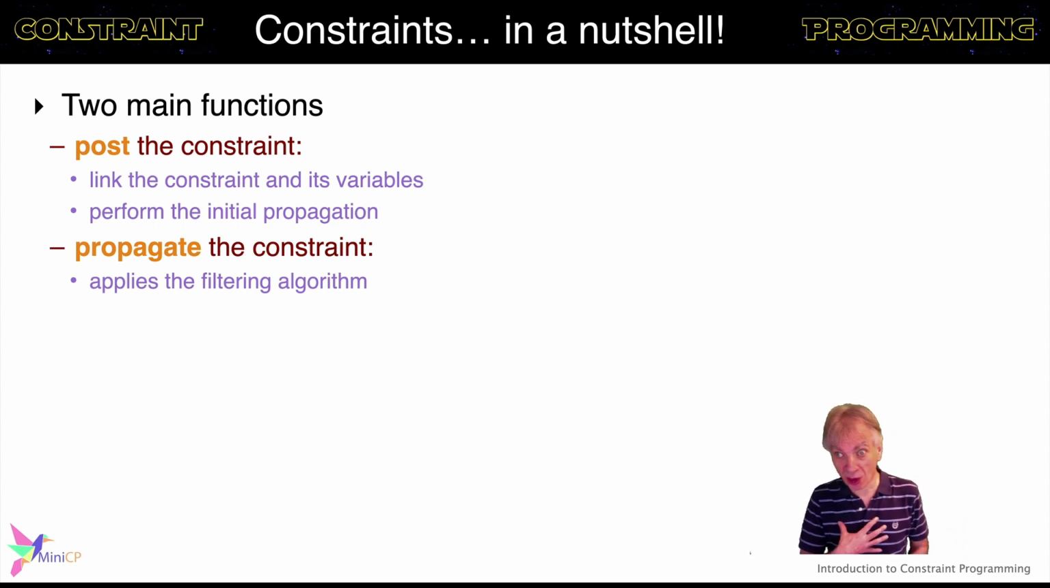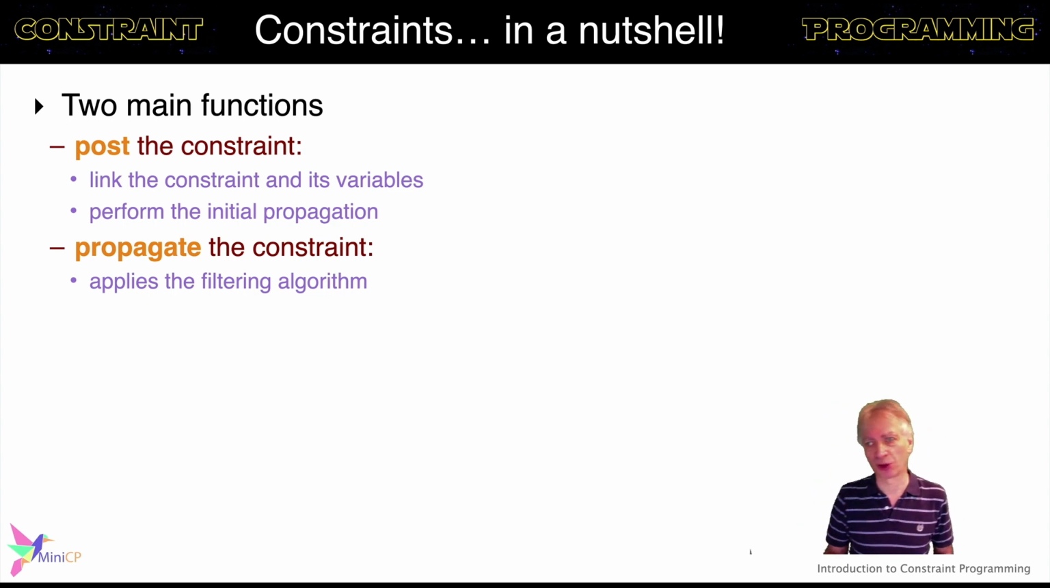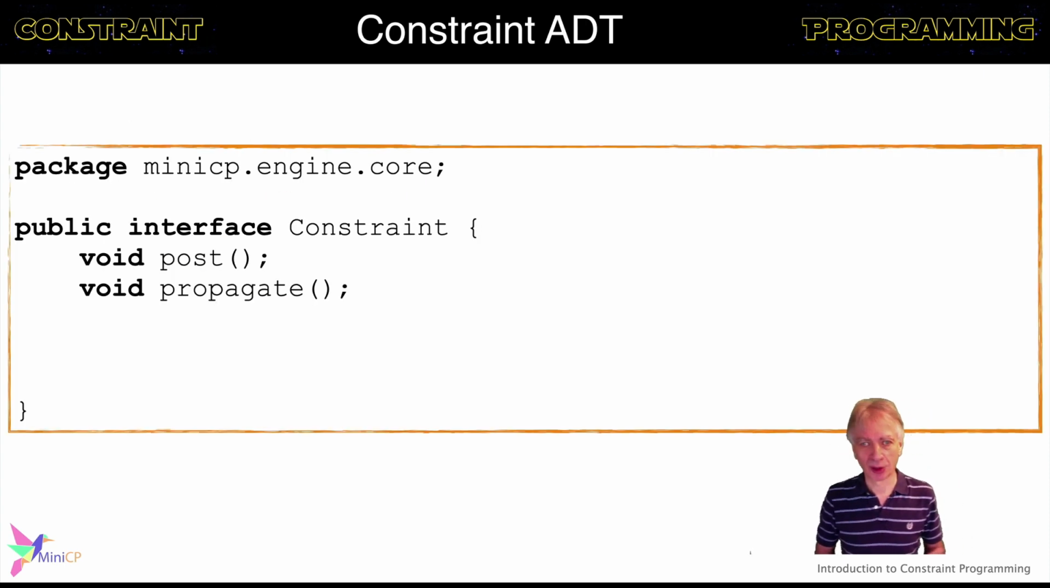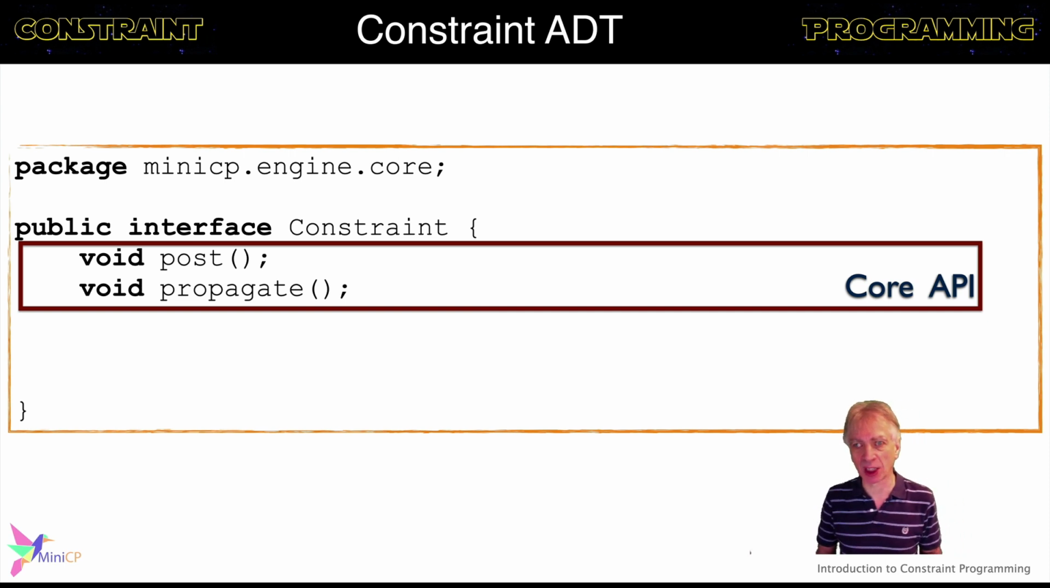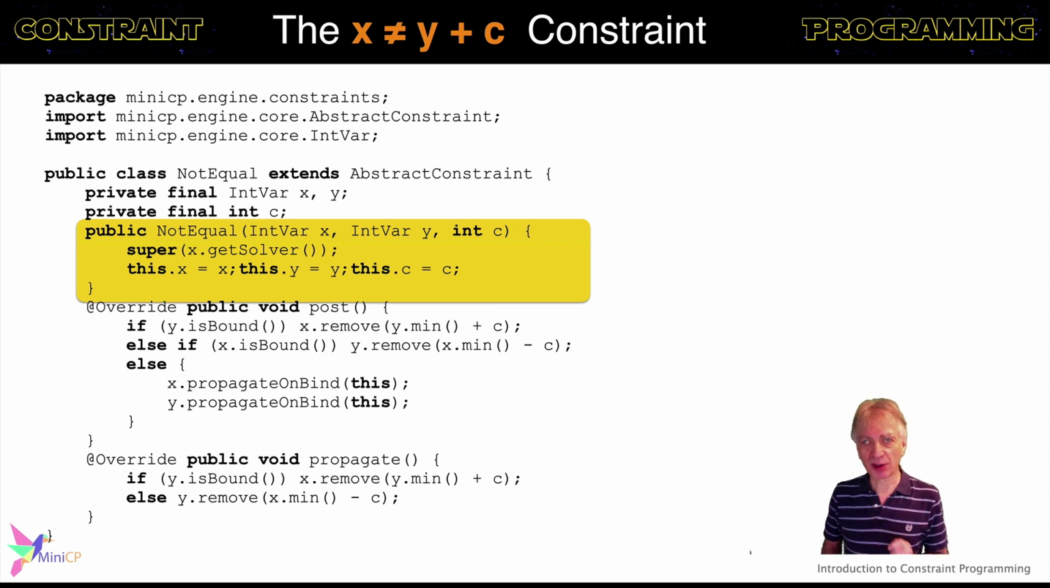And what I'm going to do now is actually illustrate that on two constraints, a simple one and a more complicated one. Okay? So once again, interface of a constraint, two methods, post and propagate, amazingly simple. This is the core API. I will modify it a little bit when we try to make the propagation more efficient in the last part of this video. So this is the constraint x is not equal to y plus c.